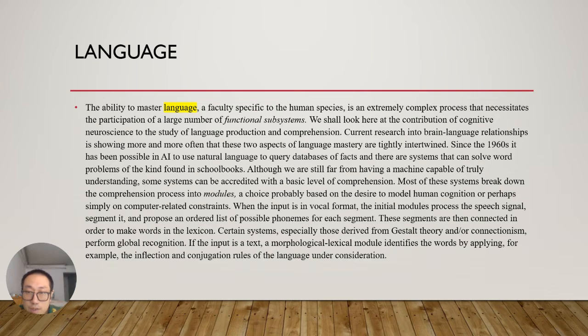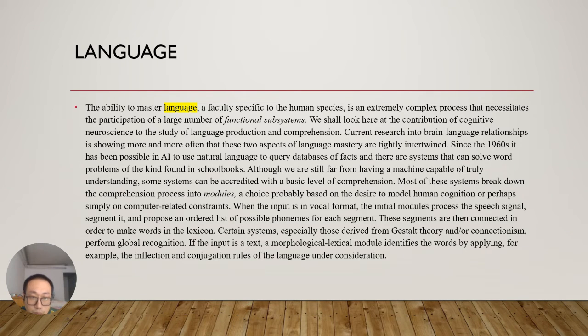Language. The ability to master language, a faculty specific to the human species, is an extremely complex process that necessitates the participation of a large number of functional subsystems. We shall look here at the contribution of cognitive neuroscience to the study of language production and comprehension. Current research into brain-language relationships is showing more and more often that these two aspects of language mastery are tightly intertwined.